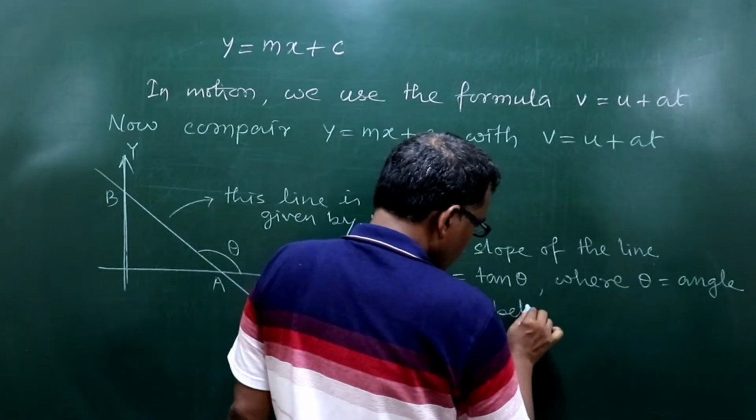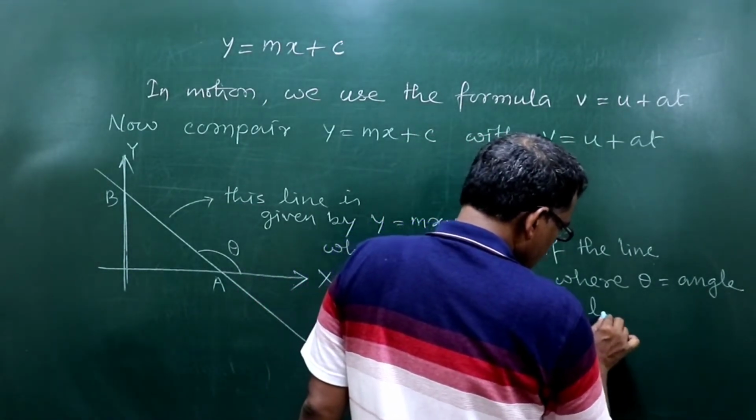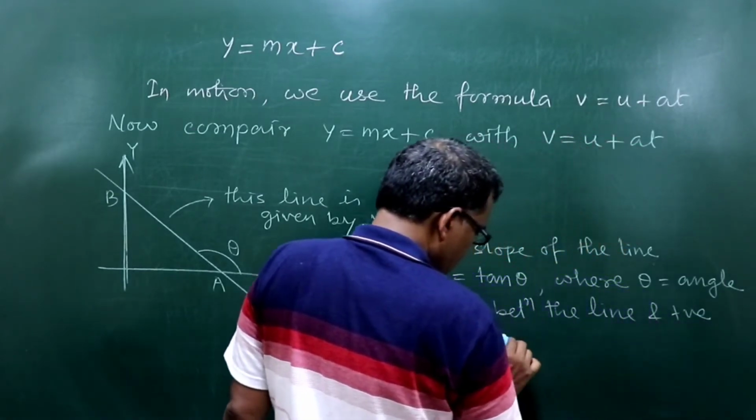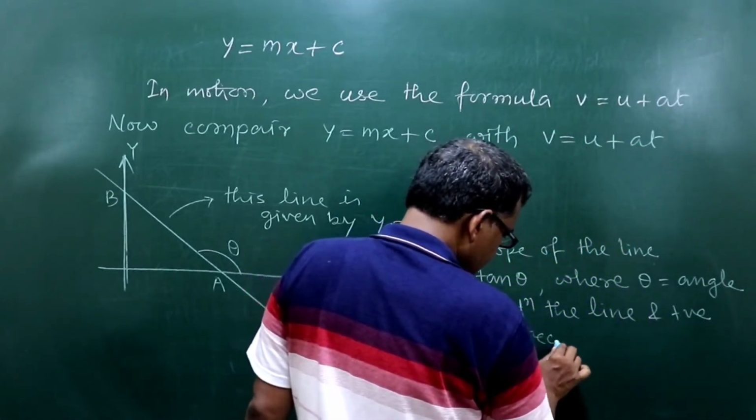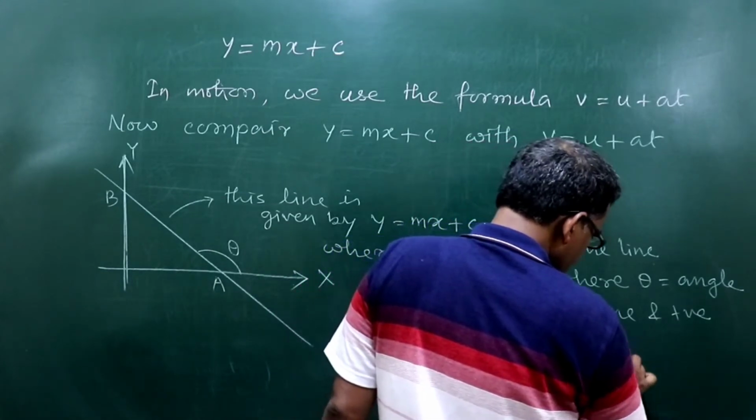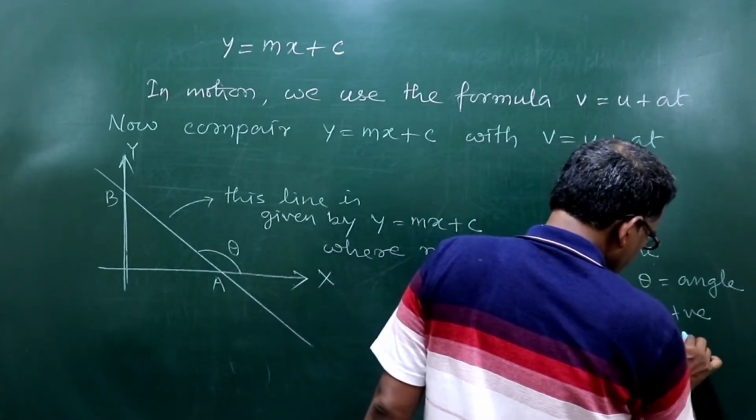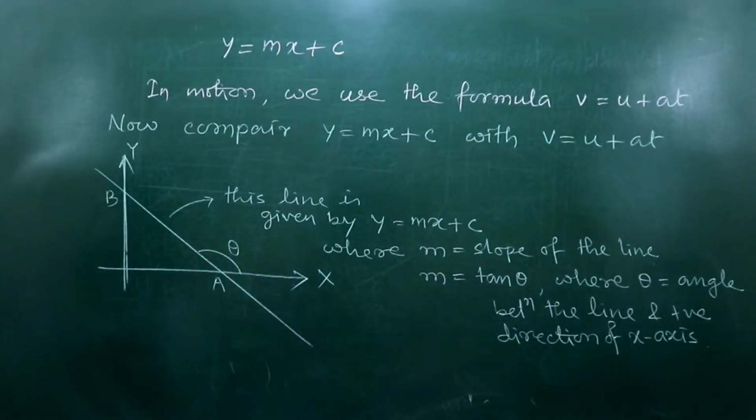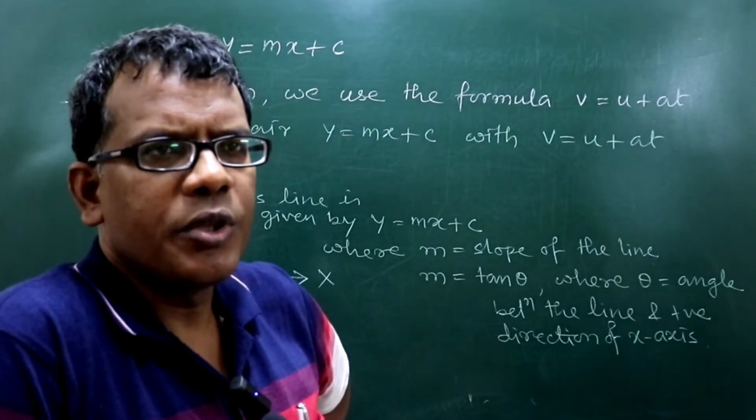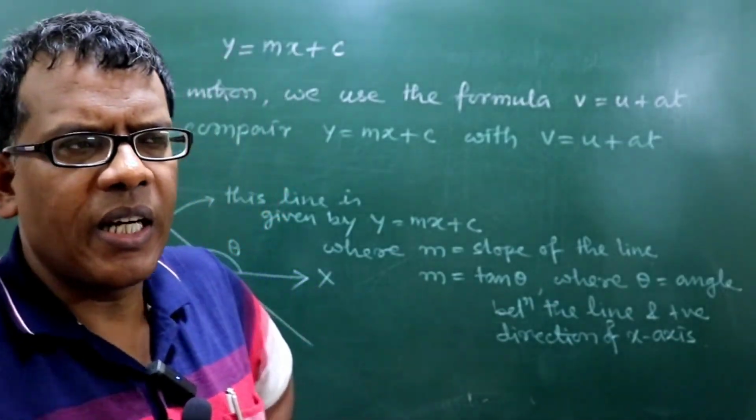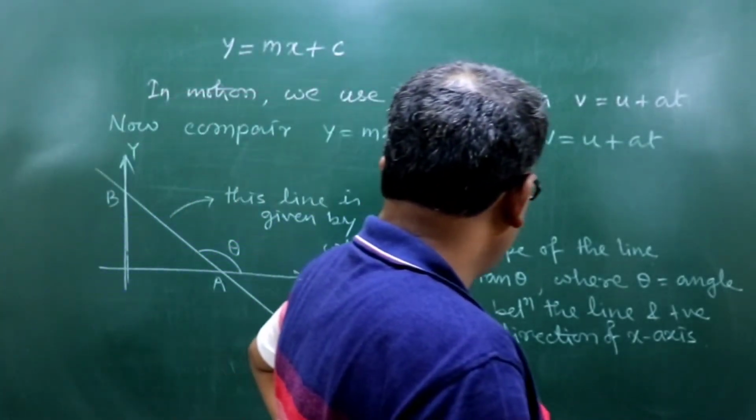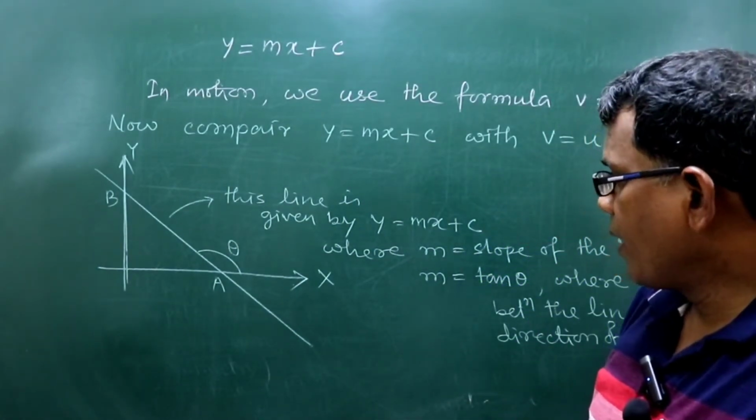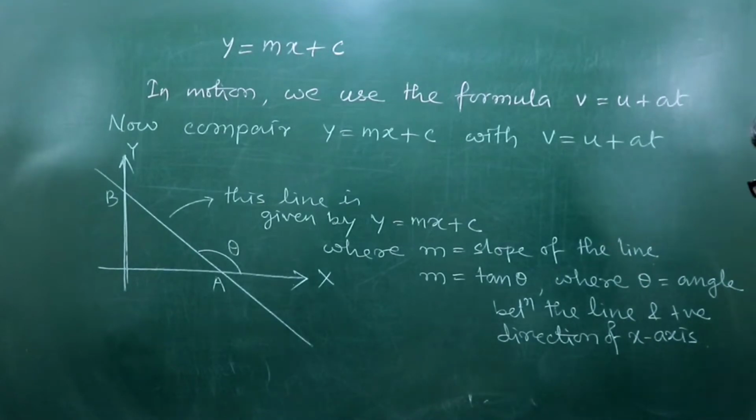Where theta is the angle between the line and positive direction of x-axis. Between positive direction of x-axis and the line, the geometrical angle whatever we get, using the tan theta value of that particular angle, we write down the slope of the line. Yes or no? Am I correct? Are you able to understand me?